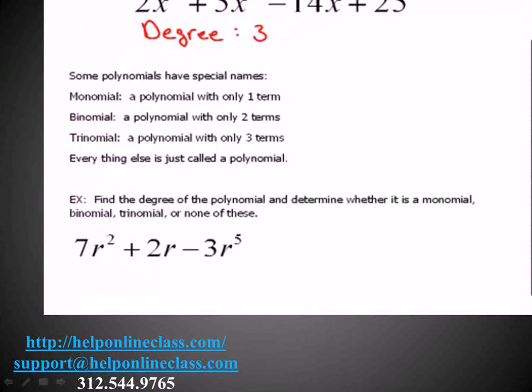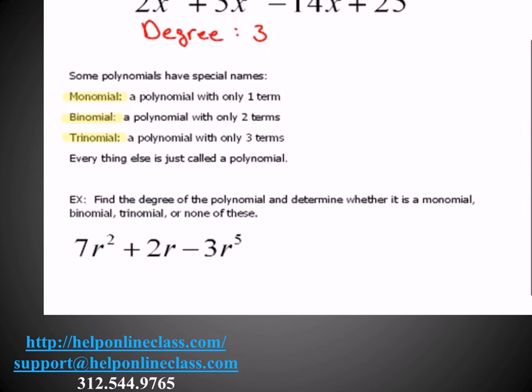Now we've just gone over some of the terminology of polynomials, and we also have some very special names for some particular polynomials. For instance, a polynomial that only has one term is called a monomial, and a polynomial that has two terms is specifically called a binomial. If we have three terms, we call it a trinomial, and everything else is just called a polynomial. So those are the only three things that you really have to remember there.